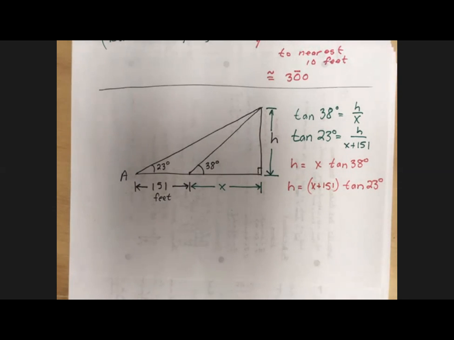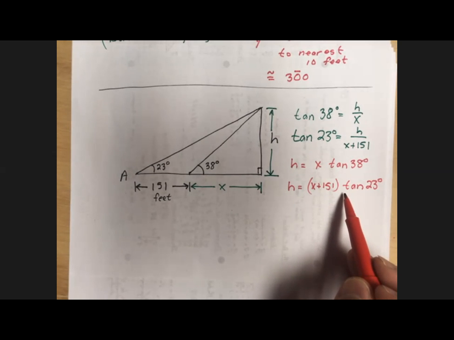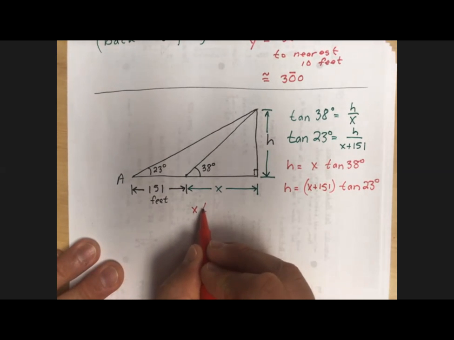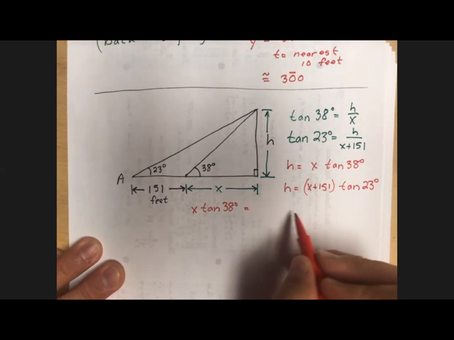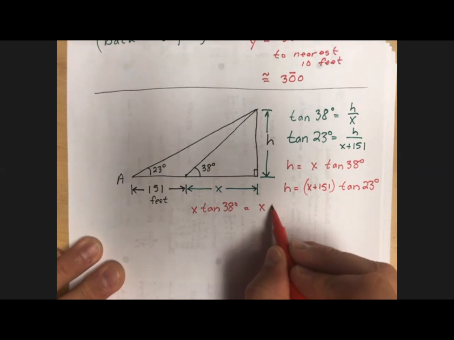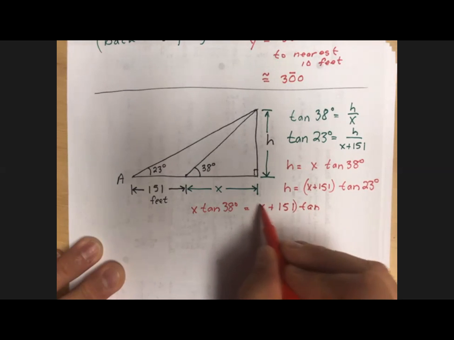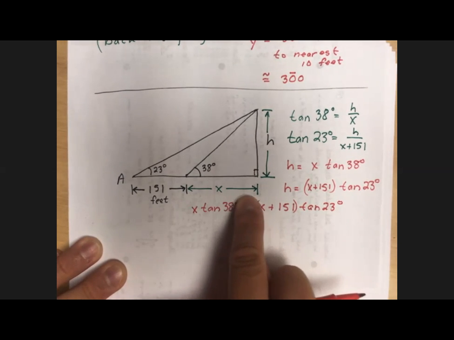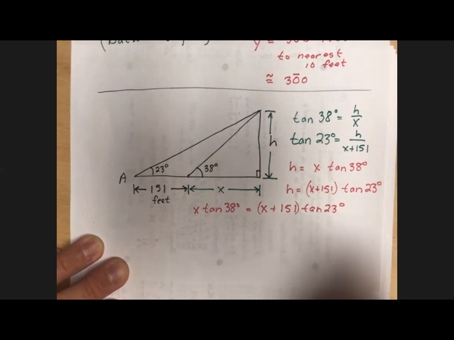Now, do you know how I'm going to find h? I could set these two things equal to each other. Both of these things equal h. And if I set them equal to each other, x tan 38 equals x plus 151, parentheses, tangent 23. I could find out what x is. And once I know what x is, I can use a tangent relationship to find out what h is. Let's try it.